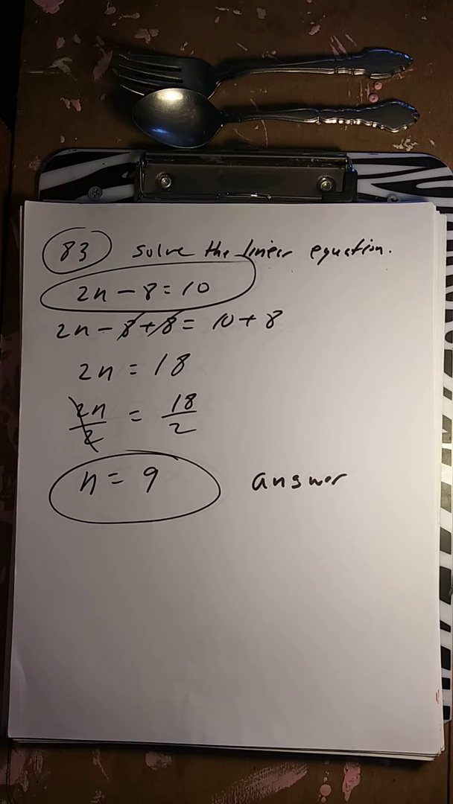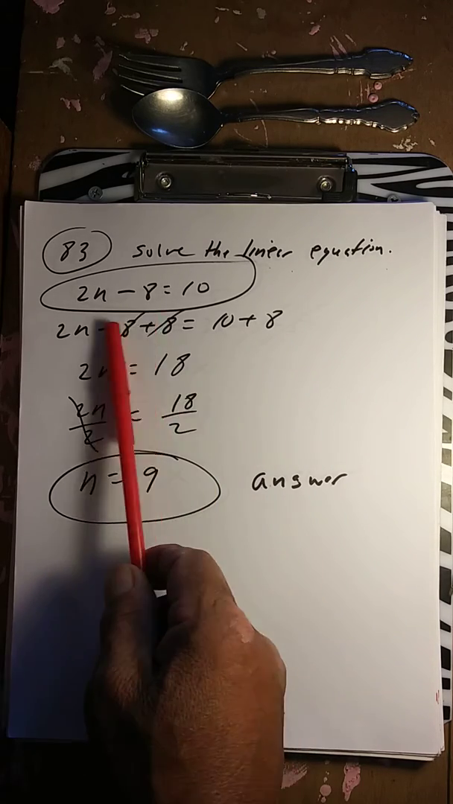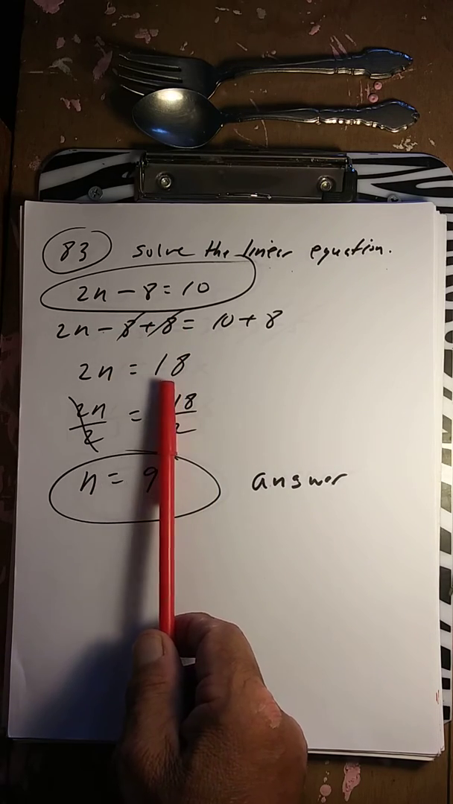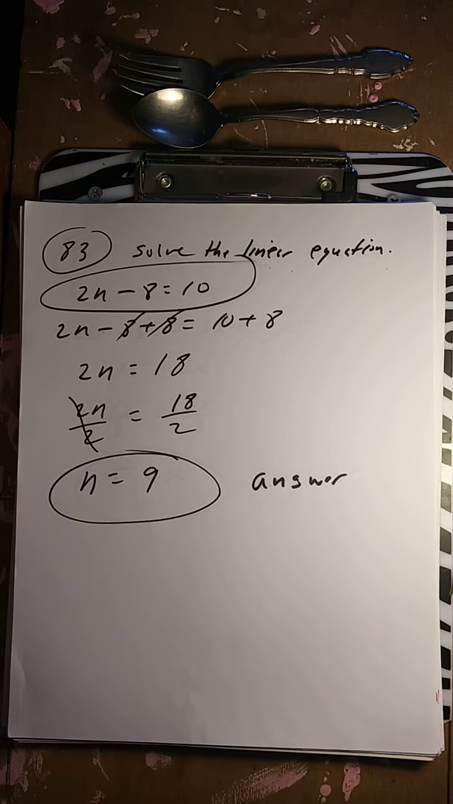Solve the linear equation 2n minus 8 equals 10. So we have 2n minus 8, plus 8, plus 8. These are gone. So 2n equals 18. Divide by 2, divide by 2. So n must be 9.